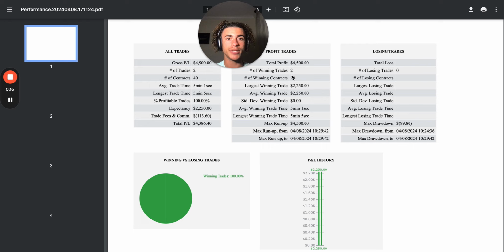And it says two trades because I was in multiple positions. So I took one position, I took another position, and then I got out of them both at the same time. So I was in one complete trade, right? So I had one trade and it was a winning trade.